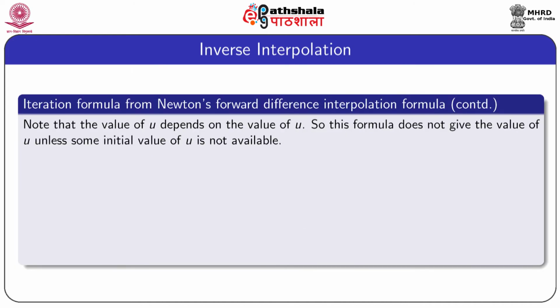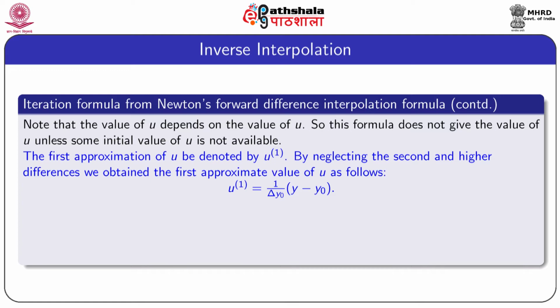Note that the value of u depends on the value of u. So, it is not possible to find out the value of u without the initial or starting value of u. The first approximate value of u is denoted by u1. By neglecting the second and higher differences, we obtain the first approximate value of u as u1 equal to 1 by delta y0 into y minus y0.